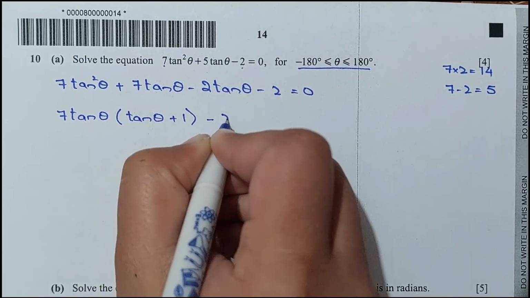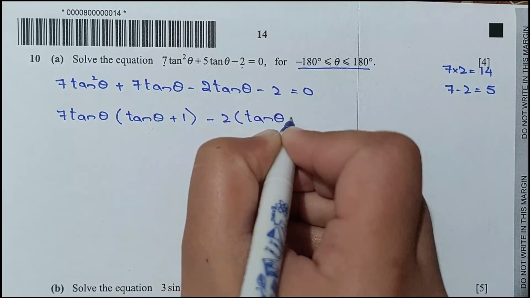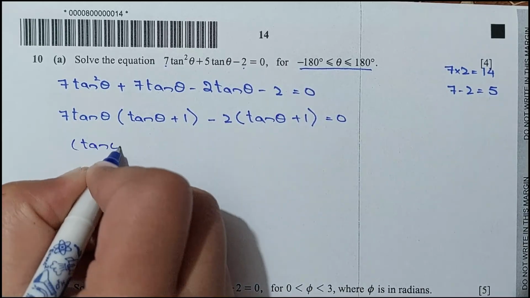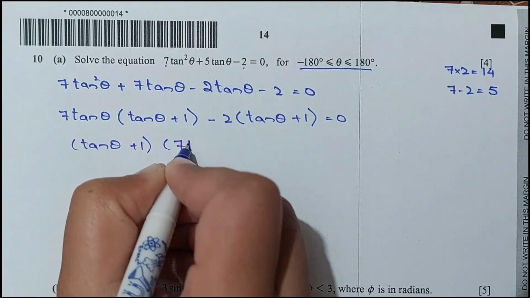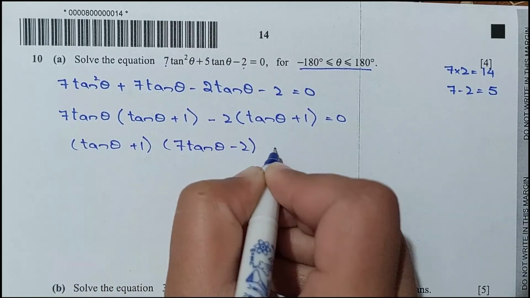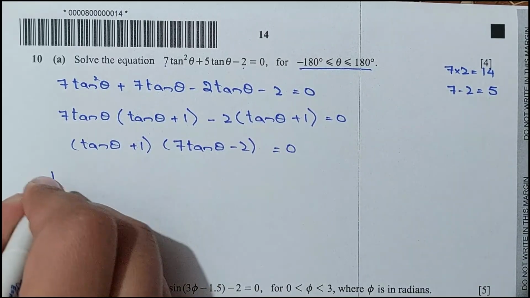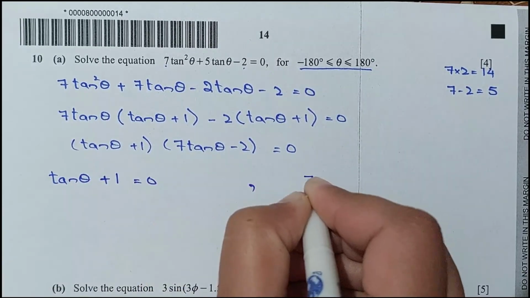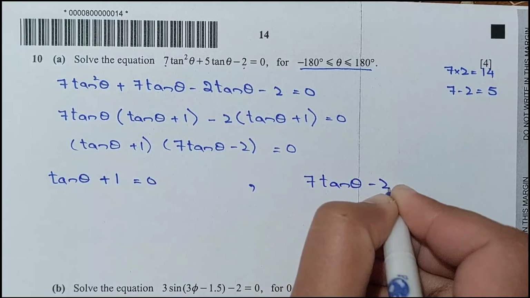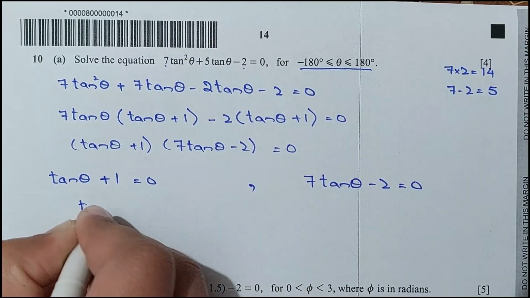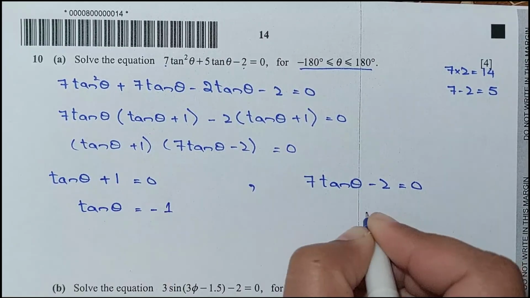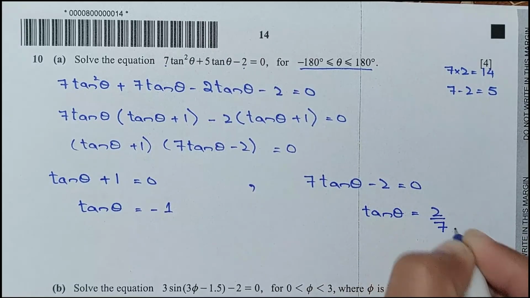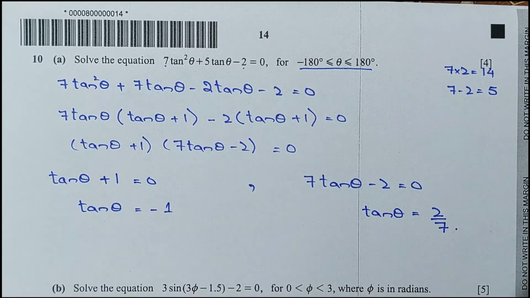Let's take negative 2 common: tan theta plus 1. The factors are the same, right? So the factors are tan theta plus 1 and the other factor is 7 tan theta minus 2. Now put both factors separately equal to 0. So tan theta plus 1 equals 0 and 7 tan theta minus 2 equals 0. From here tan theta equals negative 1, and from here tan theta equals 2 shifted to the other side and divided by 7, 2 by 7. So these are the two values for tan theta.